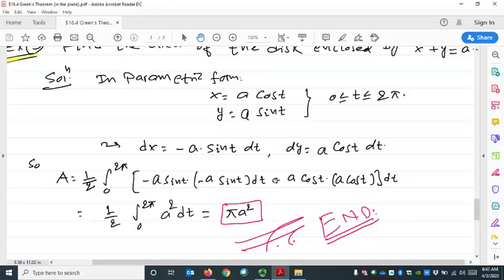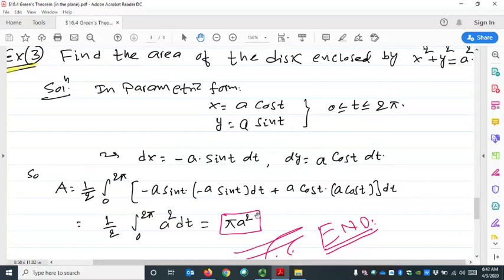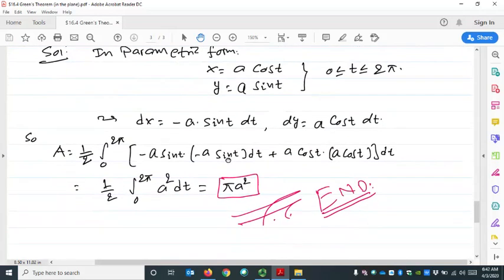So yes, we found the area using Green's theorem. Great. So this ends this section. In our next section, we cover curl and divergence.